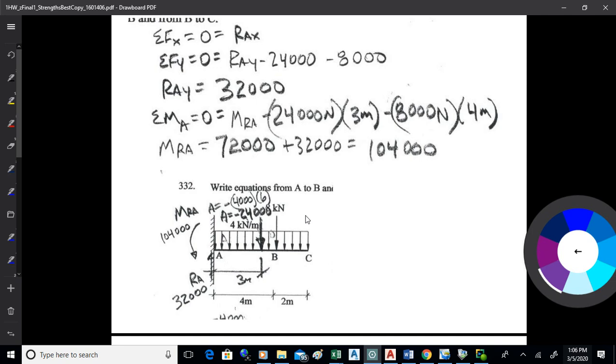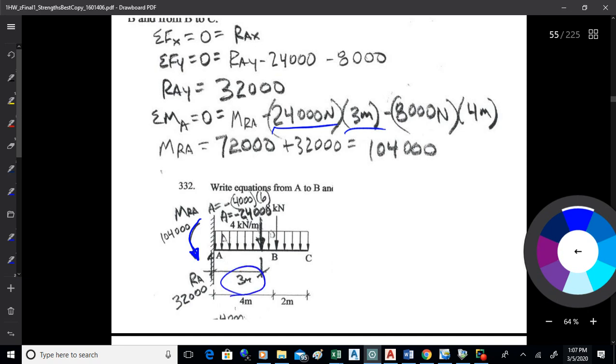You get the reactive moment there at the wall. That's coming around, preventing that clockwise motion of the beam. And then you've got the 24,000 times its centroidal distance, which is half of 6, so it's 3, and then the 8,000 times its moment arm, which is 4. So you come up with the reactive moment, which is 104,000. That's where you'd start, with the reactions.